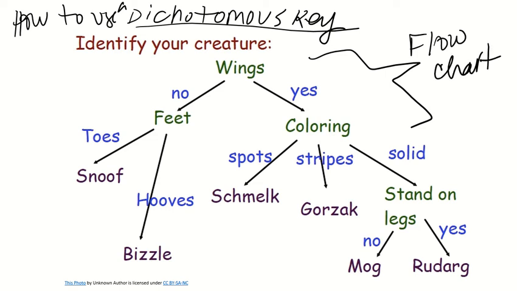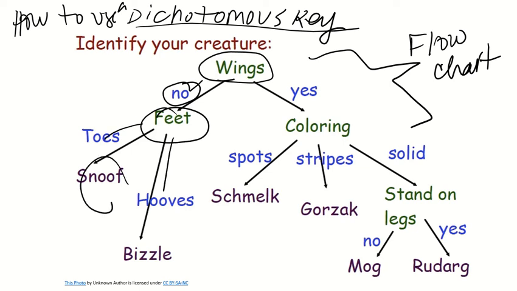So you have a feature or trait of the insect, and you have to use the information that you observe based on the trait to determine whether or not it's there, and then follow the prompts as they go along. So if your insect does not have wings, you go to this side, and then you have to observe their feet and determine if they have toes or hooves to get your species. And of course, these are made up species.